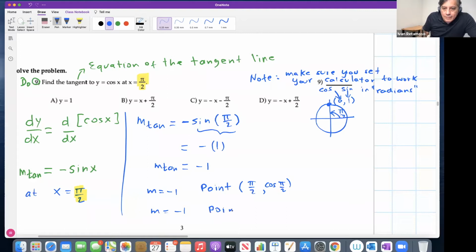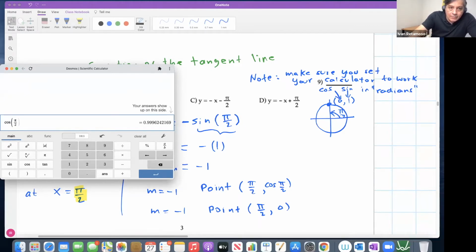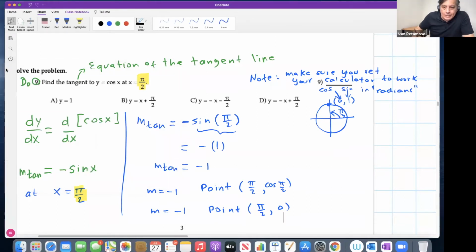Okay. Now, if you want to use the calculator and compute cosine of pi over 2, you can always do that. But just make sure that your calculator is working in radians, guys, because otherwise it's not going to give you the right result, since it would be working in degrees. Make sure you're working in radians. 0, right? There you go.